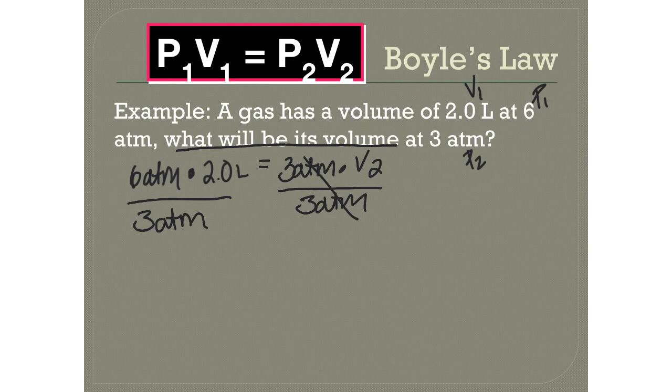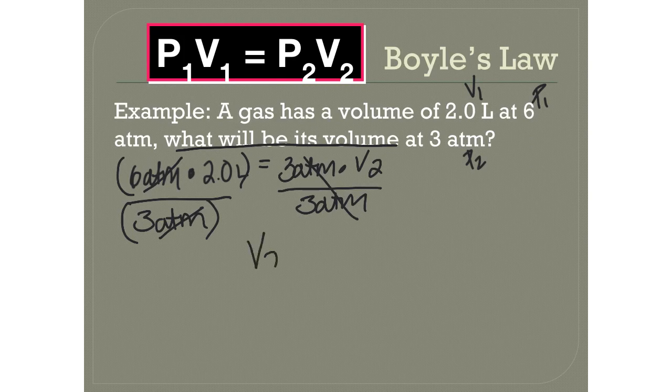So V2 is going to be equal to 6 times 2 divided by 3. We have atmospheres in the numerator, atmospheres in the denominator, so they cancel out. So we're left with a liter, which is a volume. So that's one way you can check to make sure that you have it set up correctly.